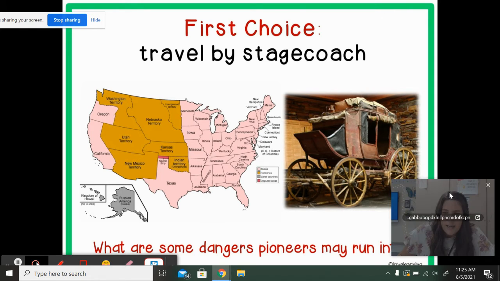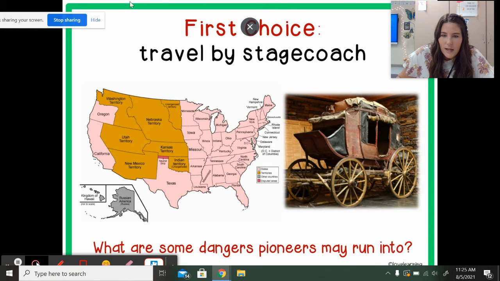So, what are some dangers that these pioneers, which are the people that are moving, may run into? Well, if you think about it, animals, right? There's lots of animals out there that definitely are just living it up out in those territories, doing their thing. Some other dangers may be running into Native Americans who are already established in those areas. And that causes a lot of uproar with people wanting to come through their territory. You may even face weather, right?